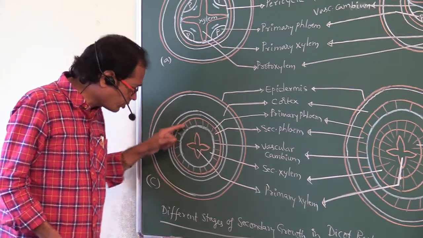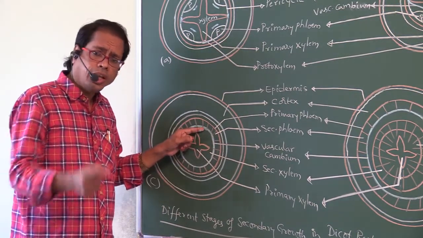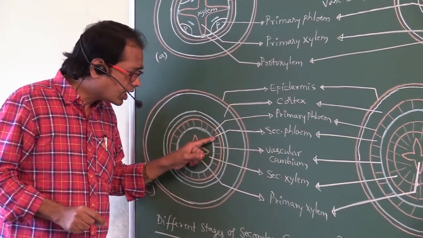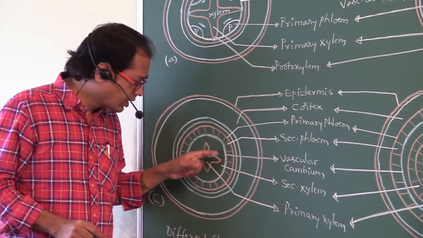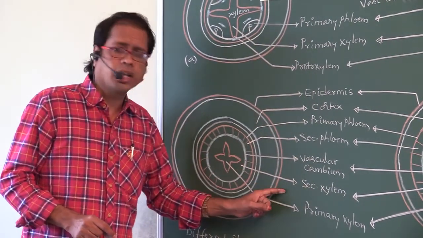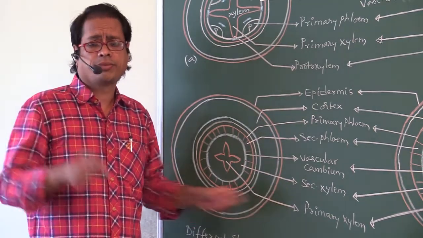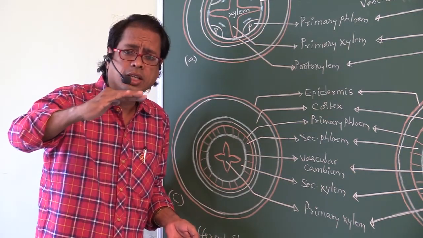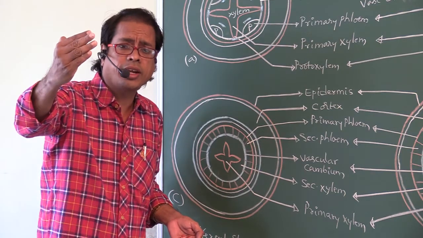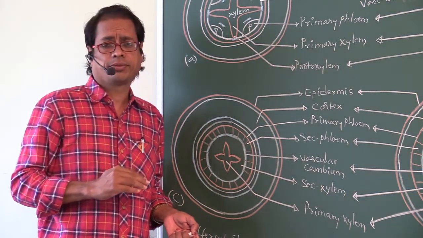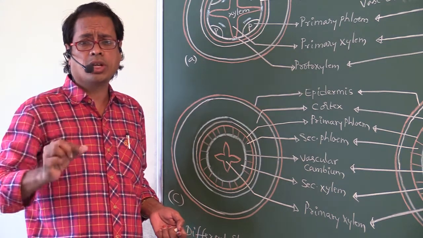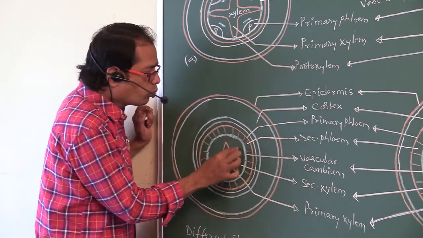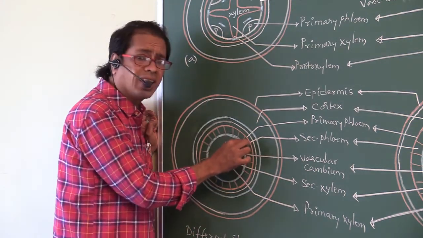This is the vascular cambium, circular. Initially it is wavy. So this vascular cambium produces secondary phloem towards the outer side and secondary xylem towards the inner side, same as in the case of dicot stem. In both dicot stem and dicot root, vascular cambium produces secondary phloem towards outer side, secondary xylem towards inner side. Less amount of secondary phloem towards outer side, more amount of secondary xylem towards inner side.